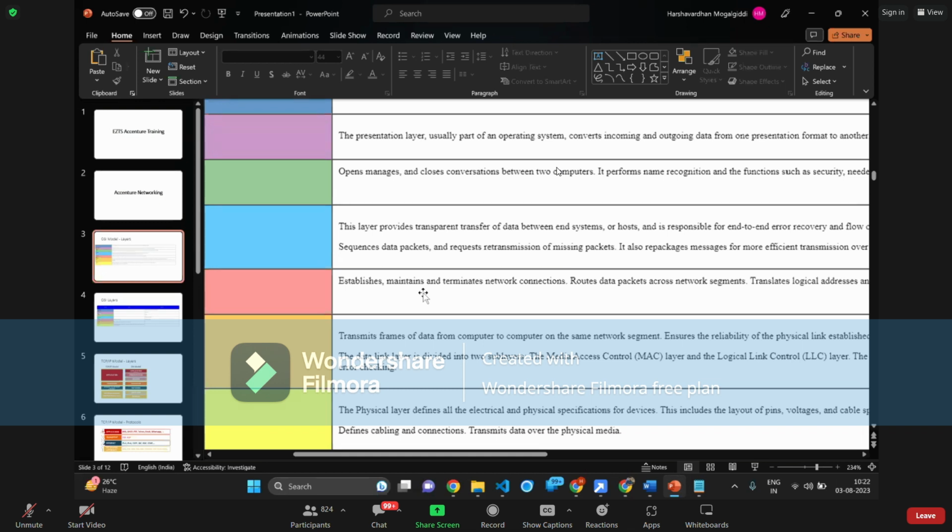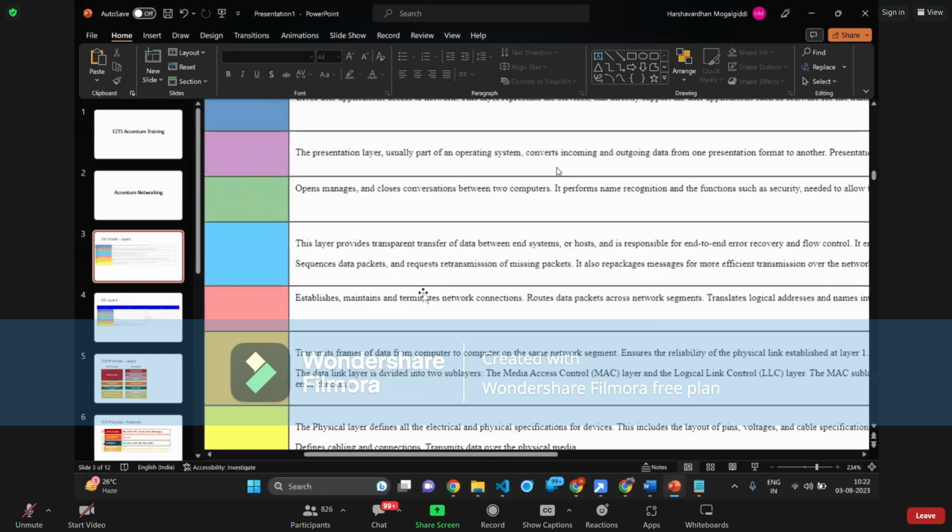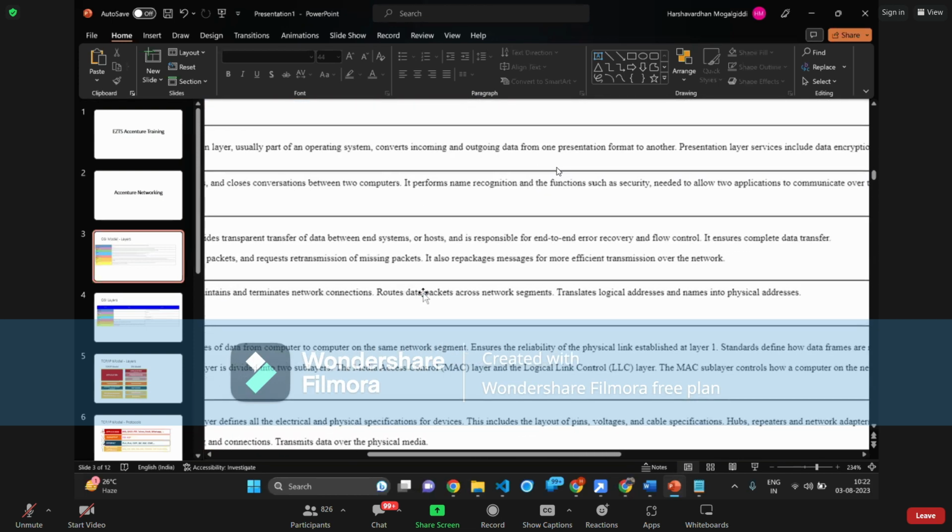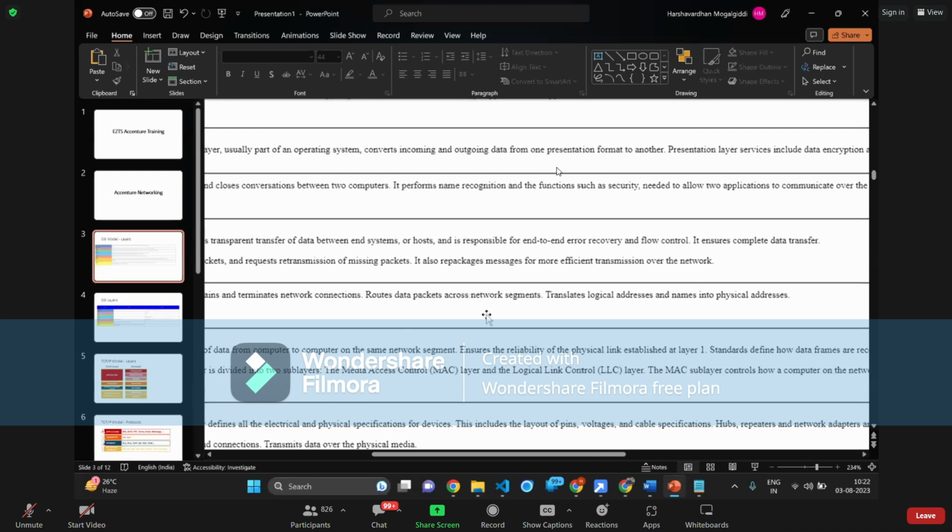That is why the maintenance of network connection from one system to another system, first of all establishing that network connection, and maintaining it so that it is reliable throughout the process, is taken care of by the network layer. It routes data packets across network segments.